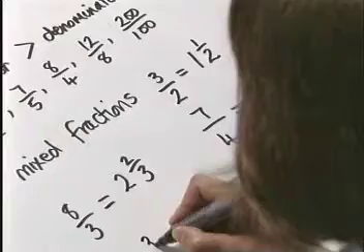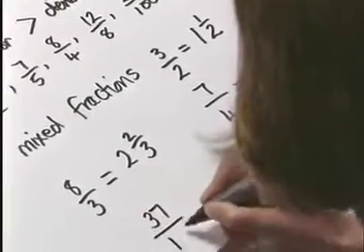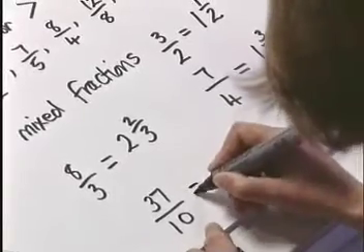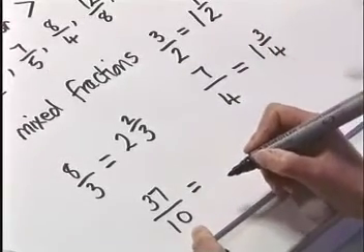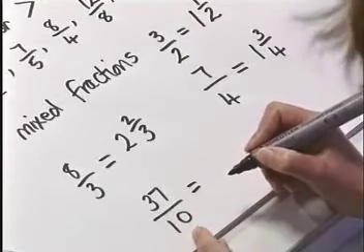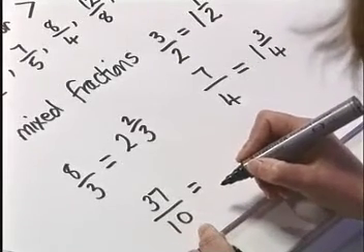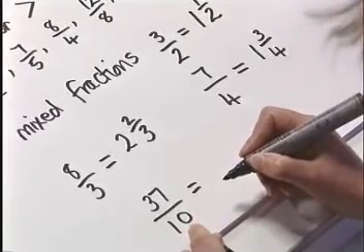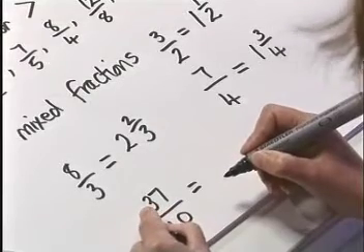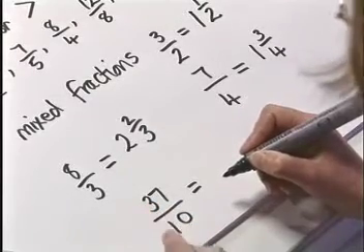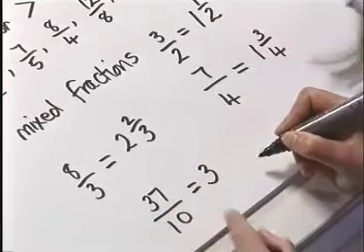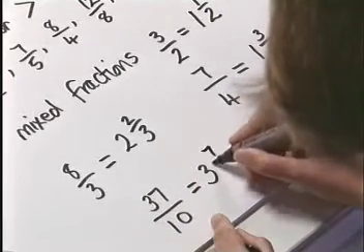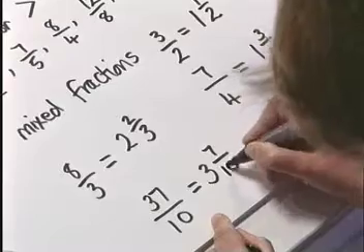Let's have a look at one more. 37/10. Now, we've split something up into 10 pieces of equal size. So we need 10 of those to make a whole one. So we need to see how many 10s, how many whole ones there are in 37. Well, 3 10s make 30, so that's 3 whole ones. And we've got 7 left over. So we've got 3 7/10.